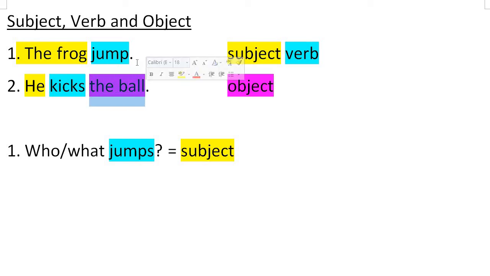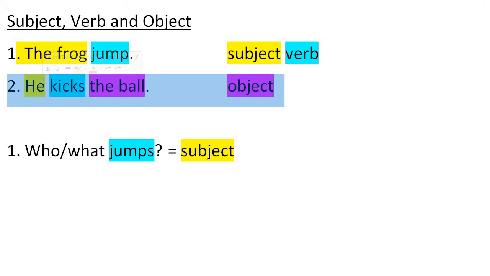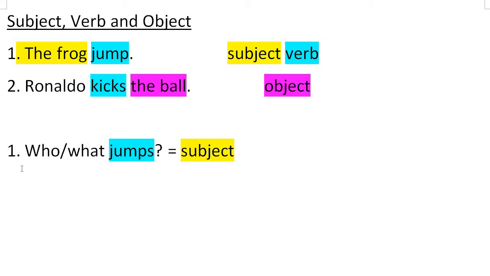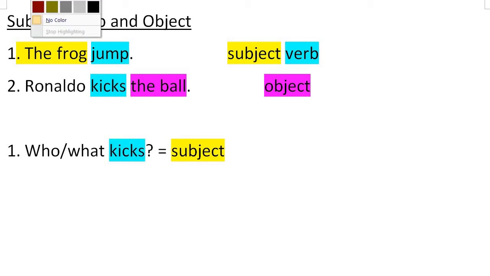So what about the object? Well, let's just do it for number two as well. Let's say Ronaldo kicks the ball. Who or what? I replace that with kicks, that's my verb. Who or what kicks? And the answer would be Ronaldo. And there is my subject of the sentence. All right, so that's for number two. Now, what about the object?